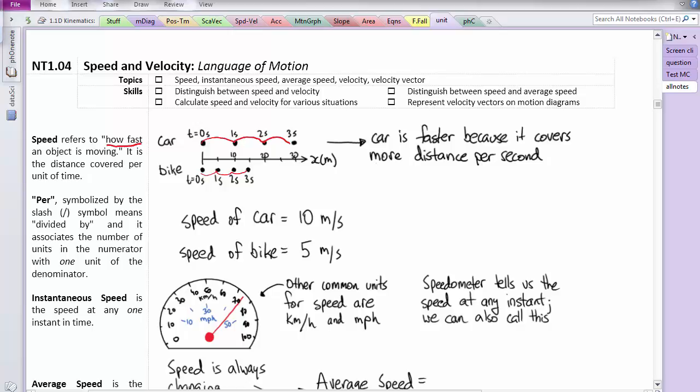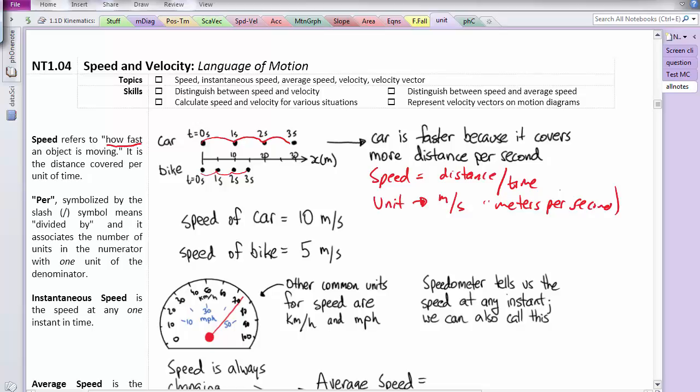Pretty straightforward. So speed is distance per unit time. The slash means per. It's how much per unit time. So the unit for speed is meters, because that's the unit for distance, and the unit for time is seconds, so it's meters per second. You say meters per second.